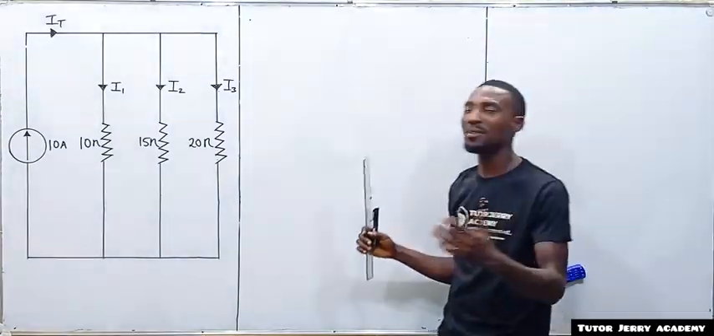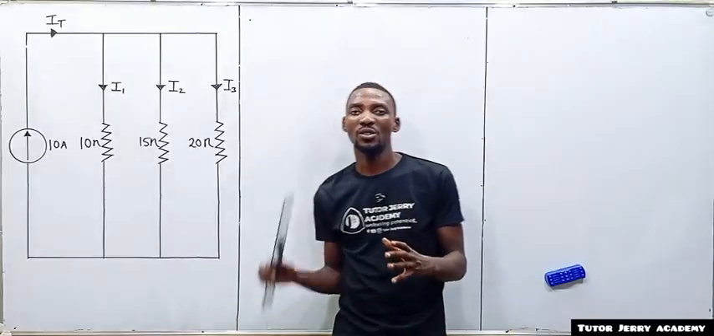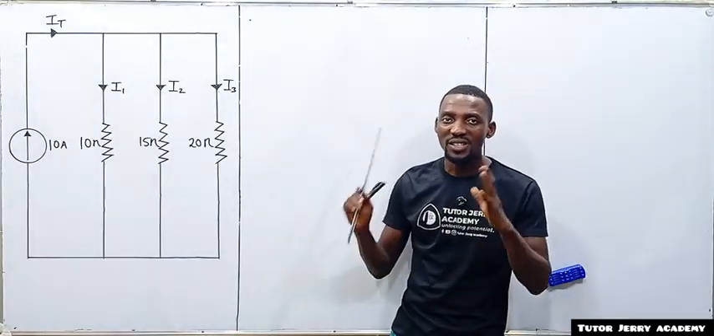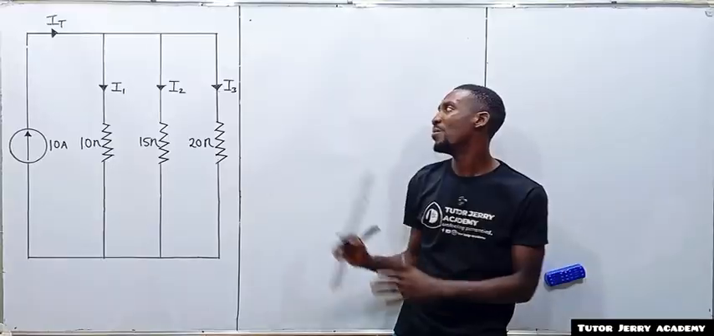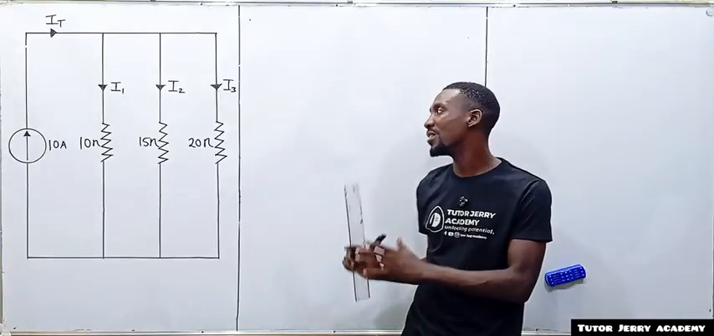In my previous video, I showed you how to solve three resistors when they are in parallel, using a direct formula. But here I want to apply the current division rule to solve. So watch me step by step.